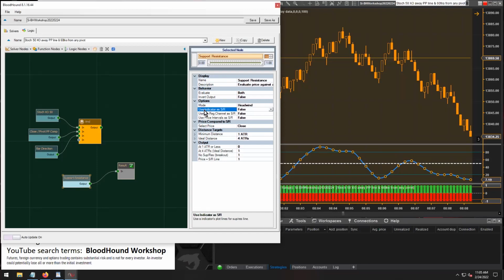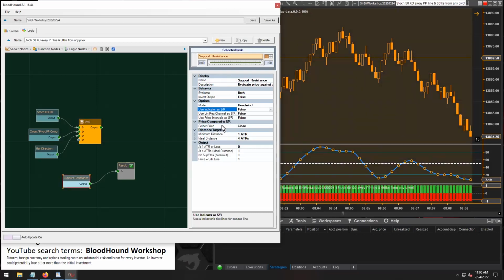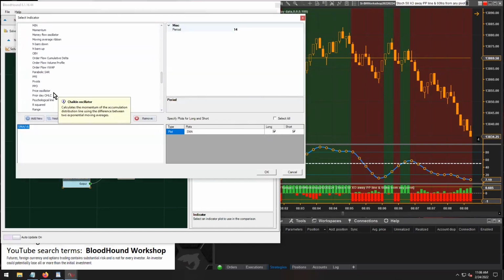And we want to use an indicator for the support resistance lines. So we're going to set use indicator to true. And you can see that the property grid expands. When we set use indicator to true, the select indicator section opens up for us, and then we can select an indicator. So let's go in and select that pivots indicator. There we go.